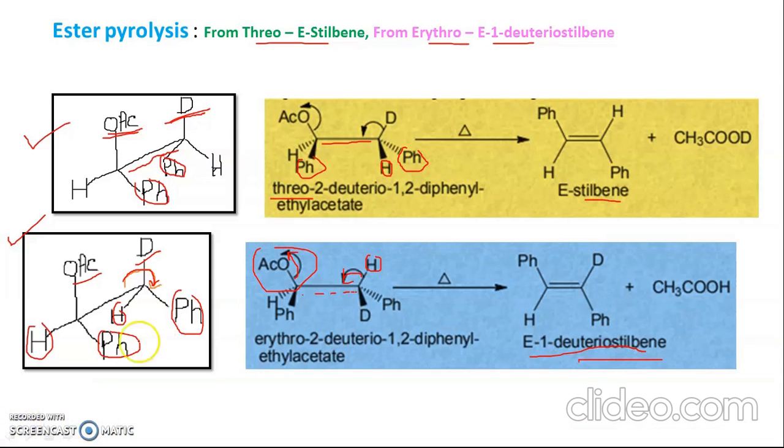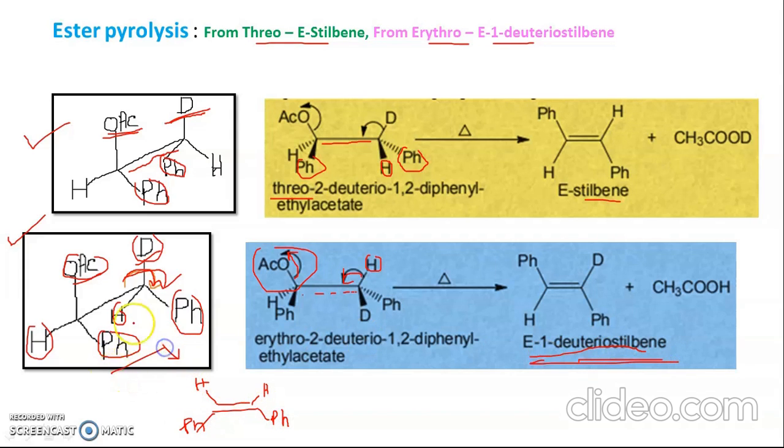Now one question may arise here: why are we rotating this bond? Why are we not simply removing the deuterium and OAc? If you do so, the molecule that you will get is one where both the Ph groups are on the same side. This molecule you should get, but we are actually not getting it. We are getting this product. So why are we not getting it?